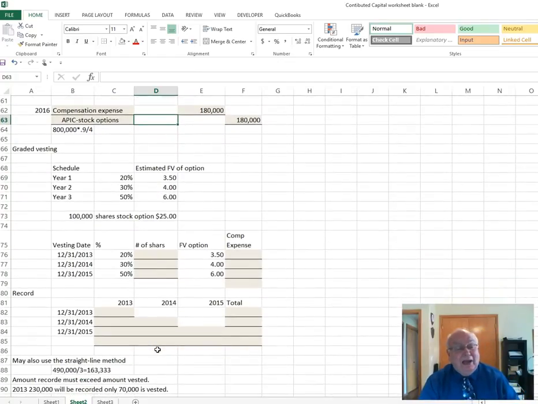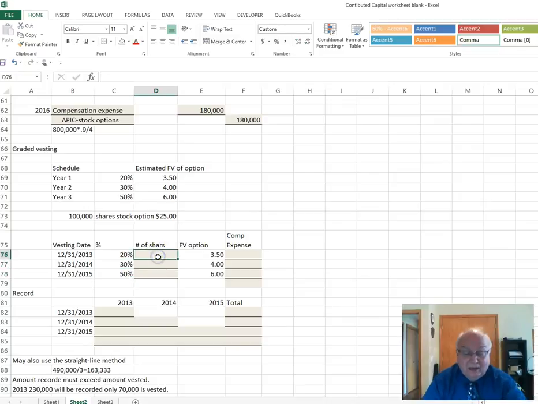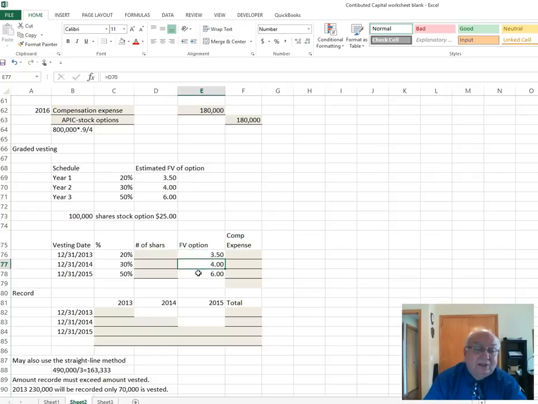Now, this is for vesting. What we have is a 3-year process. 20% is vested the first year, 30% is the second year, and 50% the third year. Okay, so this is for total shares. Is 100,000 shares is what we're going to have as an option. But after the first year, it's only 20% of it that's actually vested that's available. Then 30, and so here's the future value options: the $3.50, $4, and $6.